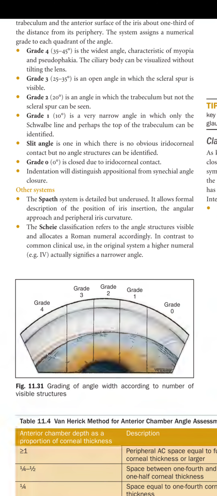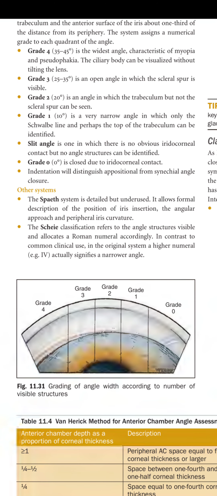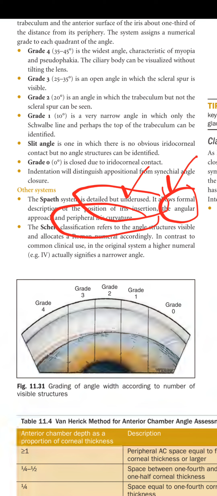The Spaeth system is detailed but underused. It follows the formal description of the position of the iris insertion, the angular approach, and the peripheral iris curve. So these are not much in use, and it has a different grading system: angular approach, position of the iris, and the peripheral iris curvature.